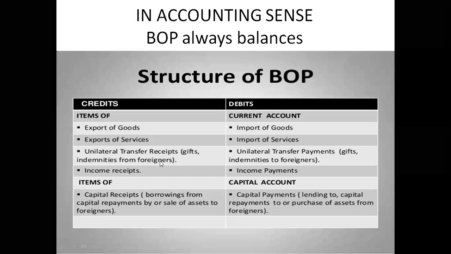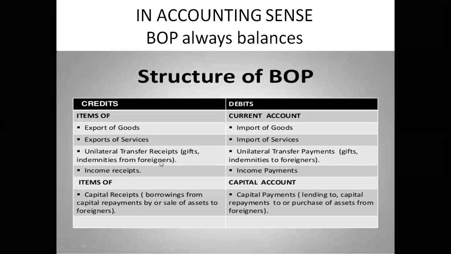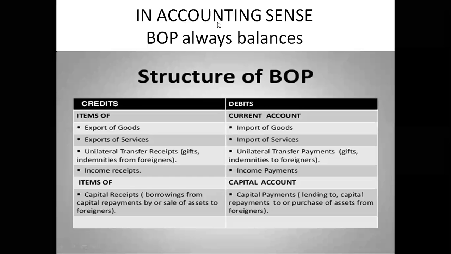So in the credit items, what are we recording? We are recording export of goods, export of services, unilateral receipts, and capital receipts, because from all these transactions foreign exchange is coming into the economy. What will be covered in the debit side items of BOP? Import of goods, import of services, unilateral payments, and capital payments. I hope this is clear till now, because we covered this topic in yesterday's class.